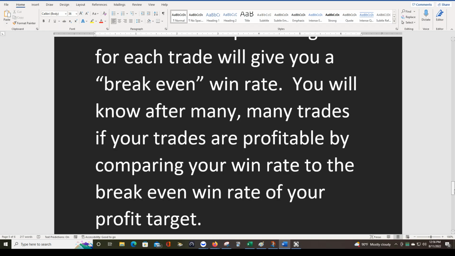So that's pretty decent. So you're going to know after many trades how profitable your system is, or if it's even profitable. For example, a 2R break-even win rate is 33%. So you have to win more than 33% of your trades. If you were just trading a 1-to-1 reward to risk ratio, that's 1R, then your break-even is 50%, and you have to win more than half your trades to be profitable.